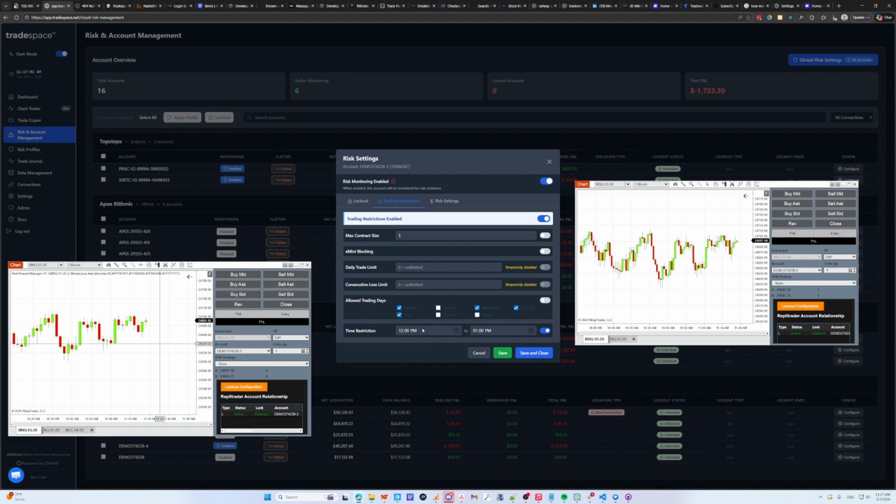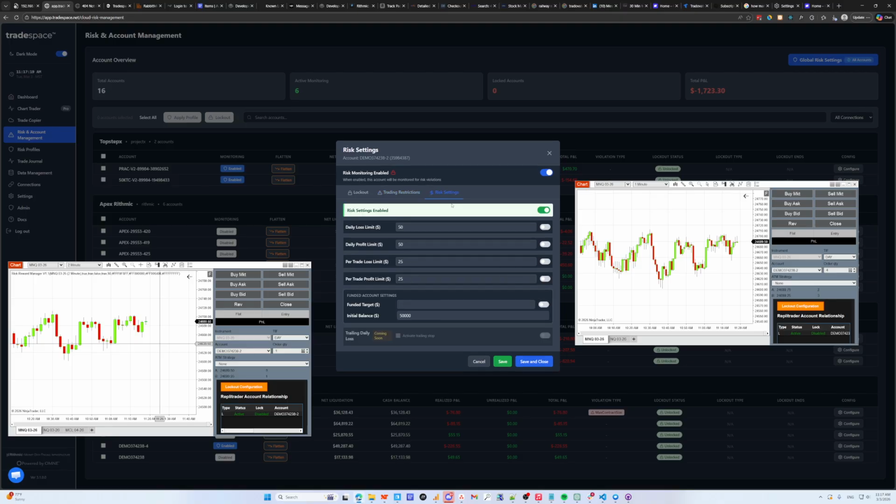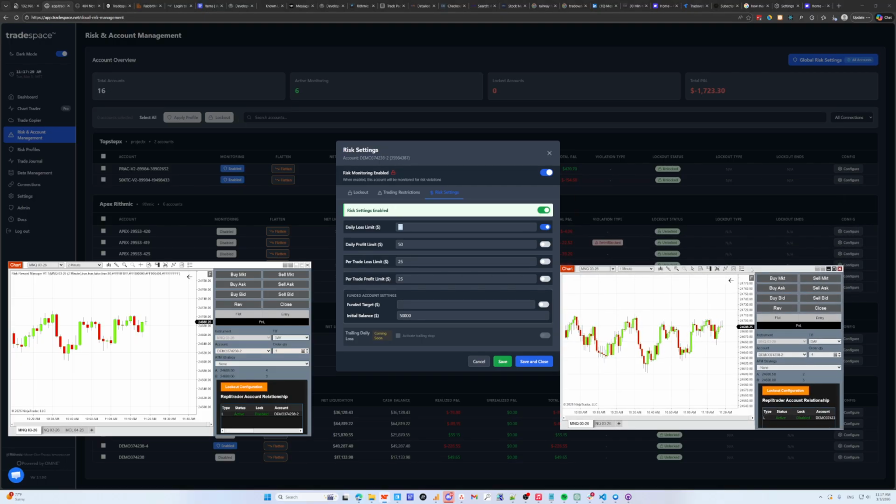And then time restrictions is defining the range that you can trade in. If this is enabled, you're only allowed to trade between 12 and 1. So that's how it works. So I think that's pretty straightforward for trading restrictions. And now the risk settings, there's more to it than that because now you've got lockouts that may come into play depending on how you set things up.